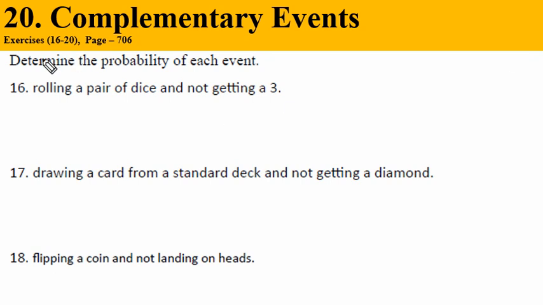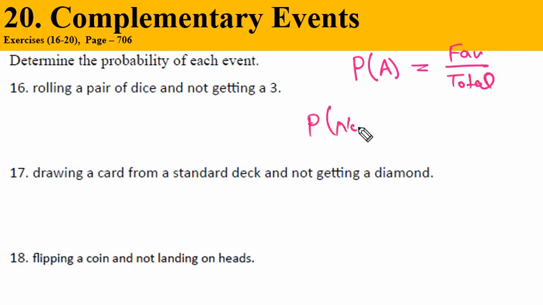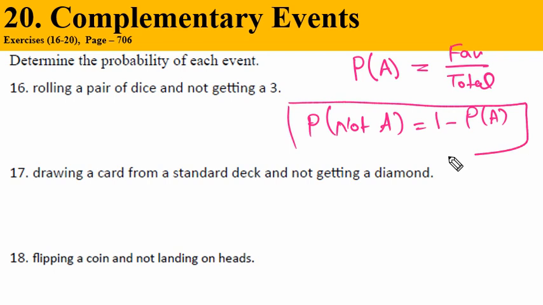Okay. So first we need to understand what complementary events are. For example, the probability of event A happening is what? Favorable over total. That we know, right? Now, the probability of A not happening is what? 1 minus P of A. That is your formula for the complementary event. Complementary means not happening, the opposite of that one.